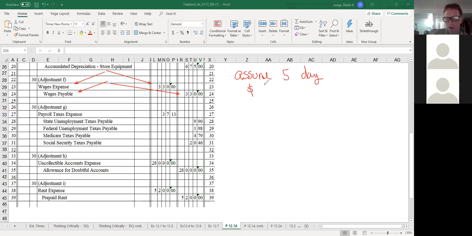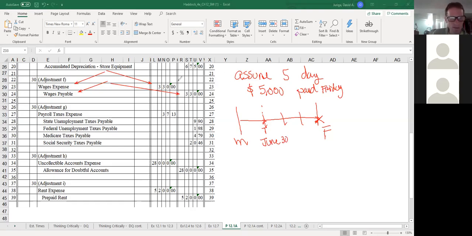And keeping the numbers simple, let's say that our weekly payroll is $5,000 that's paid every Friday. All right. So if I did a timeline here, we've got Monday, Tuesday, Wednesday, Thursday, Friday. Friday's payday. Let's say Tuesday was June 30th. And keep in mind, I'm showing you an example that's not relevant. I'm not using the same numbers as in this problem. I don't want to confuse anybody. I just want to talk about the concept of an accrual.